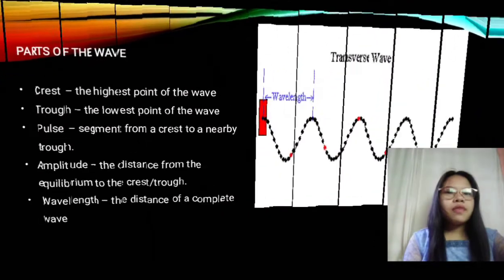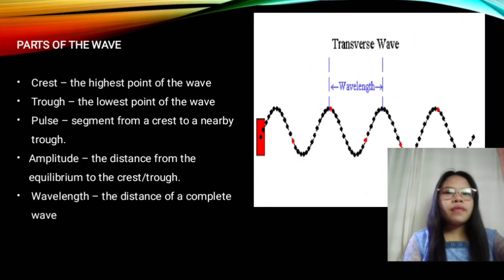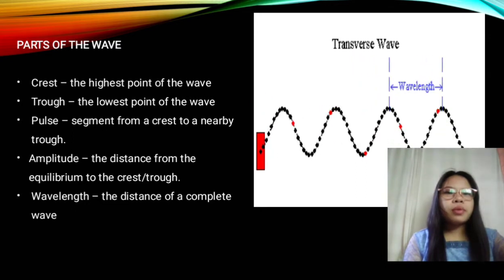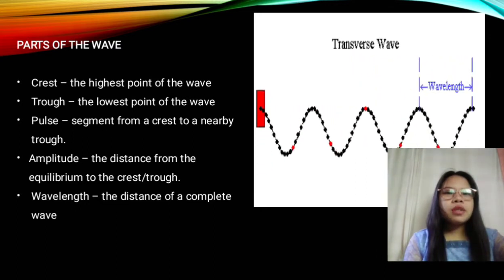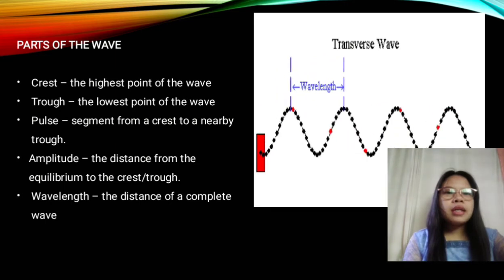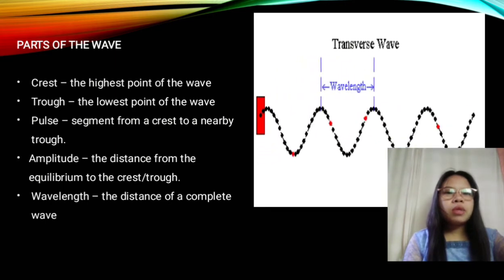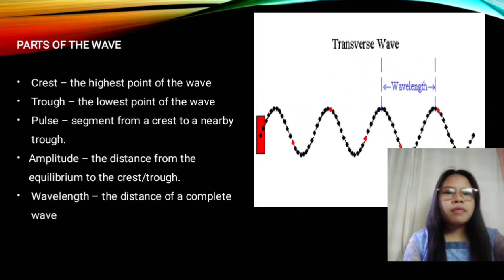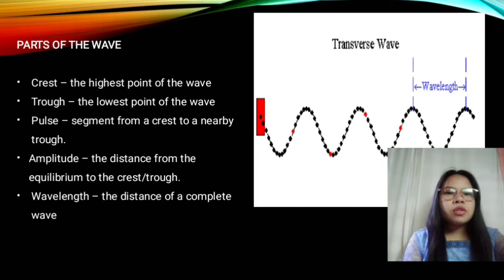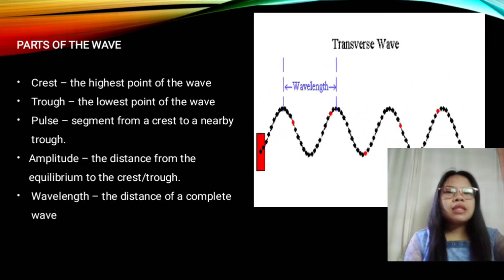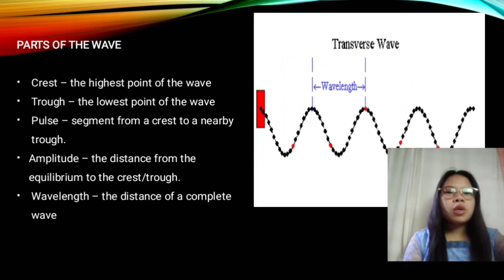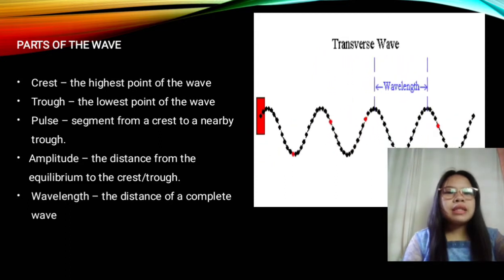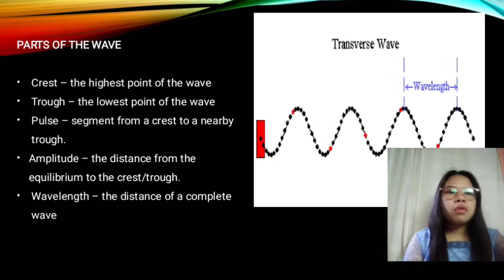The different parts of the wave. First, we have the crest. The crest is the highest point of the wave, or the top part of the wave. Next is the trough. The trough is the lowest point of the wave, or the long narrow depression in between waves or ridges. The pulse is a segment from a crest to a nearby trough. Amplitude is the measure of the distance from the equilibrium to the crest, or the distance from the equilibrium to the trough. Wavelength is the distance of a complete wave.